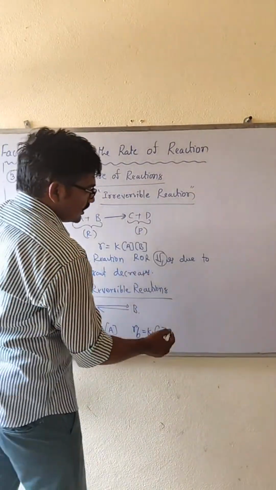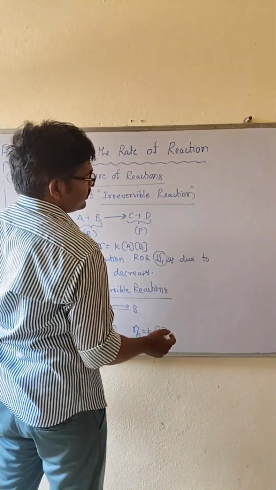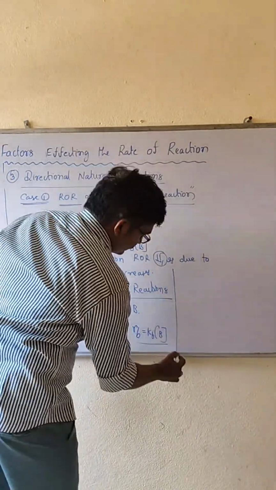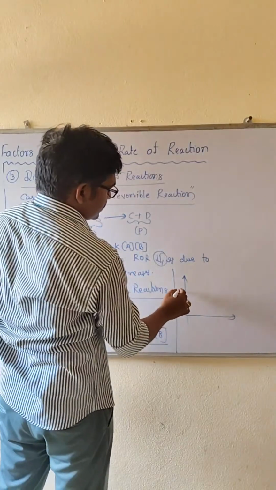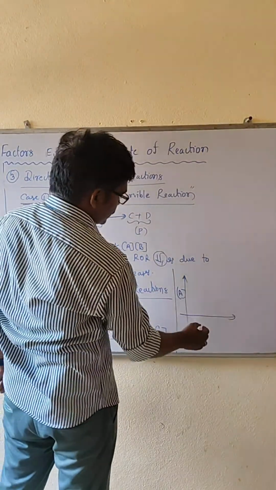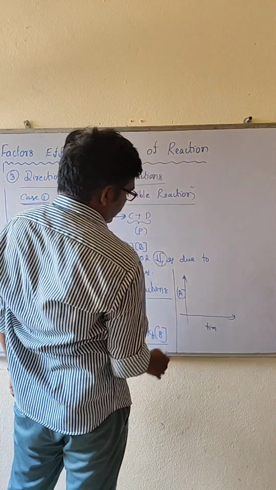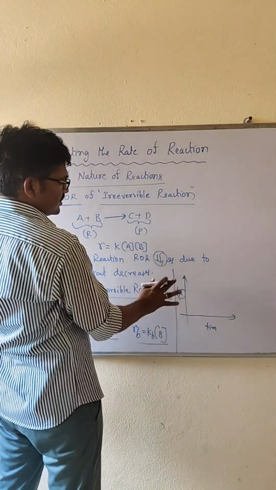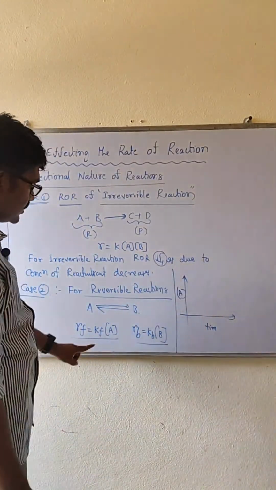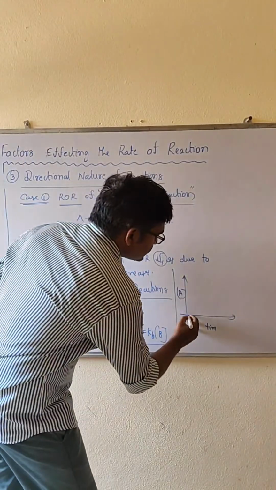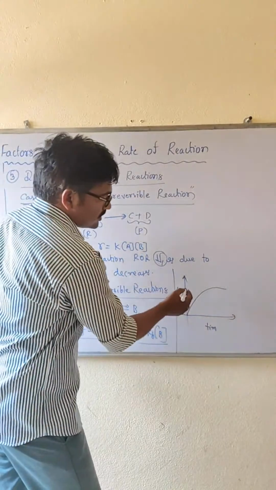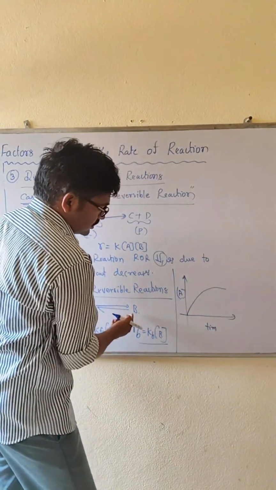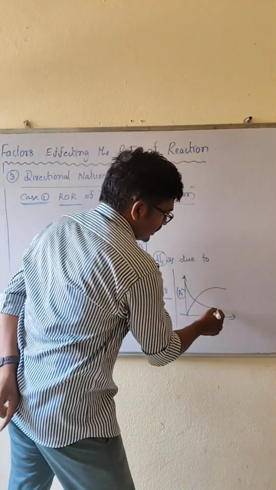Now take the graph of concentration with respect to time for A and B. With respect to A, the concentration exponentially decreases, as we know. Then the concentration of the product, that is B, will increase.